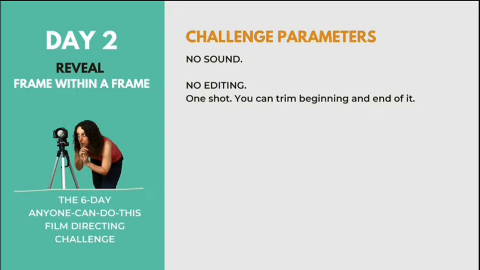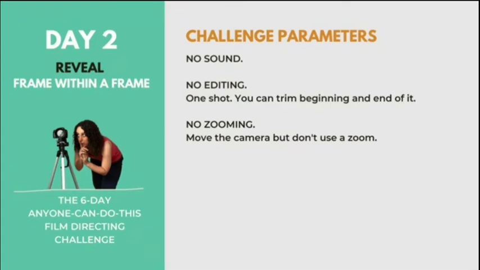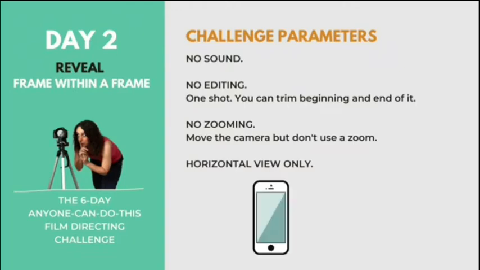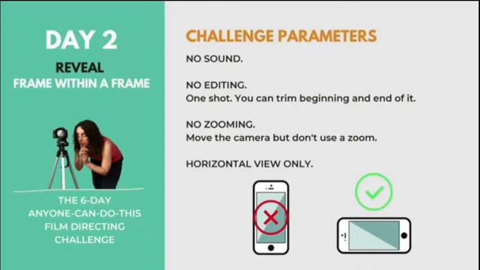Also, no zooming. So in this assignment, you can move the camera, but don't use the zoom, okay? And lastly, horizontal view only. Think like a filmmaker. If you're holding your phone vertically, it's great for a social media post, but that's not how you make a movie. That's not what movies look like, right? You're going to hold your phone horizontally so that what you shoot is going to look like a movie. Yes, check mark. So, horizontal view only.